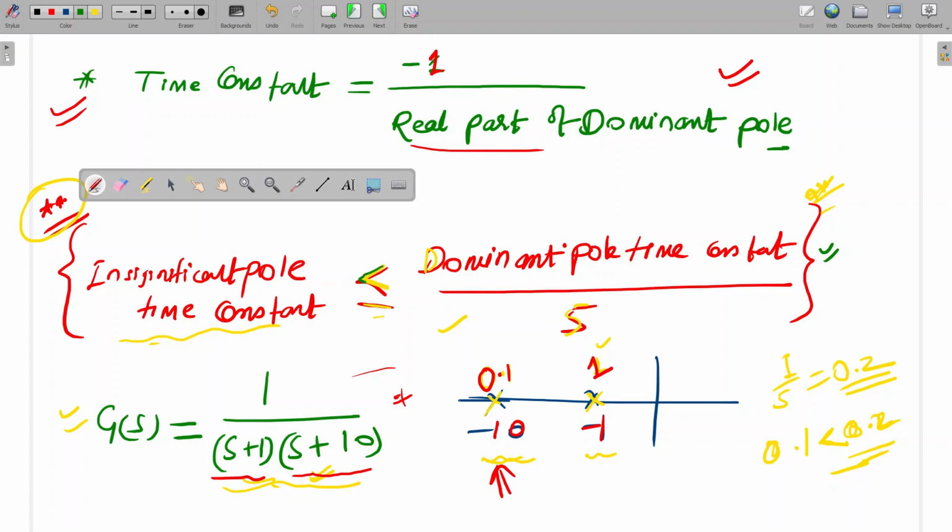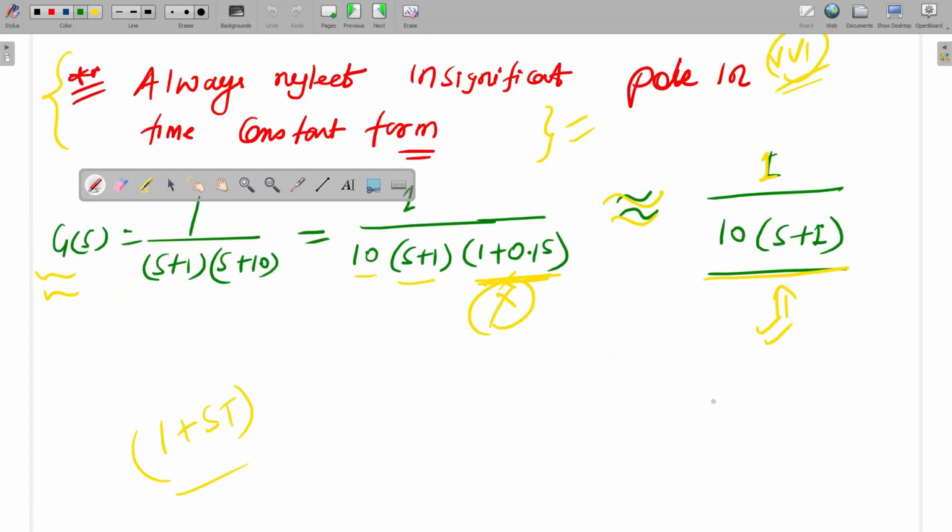So the rule is the dominant pole time constant divided by 5. If the time constant of an insignificant pole is less than or equal to the dominant pole time constant by 5, it means that pole is an insignificant pole. So here I am calculating the time constant. For this pole, what is the time constant? 1 divided by, this is 1 only, minus 1 by the real part of the dominating pole. So the whole system's actual time constant will be this only. If anyone asks what will be the time constant for this system, that will be 1. The time constant will be 1 after neglecting the insignificant pole.